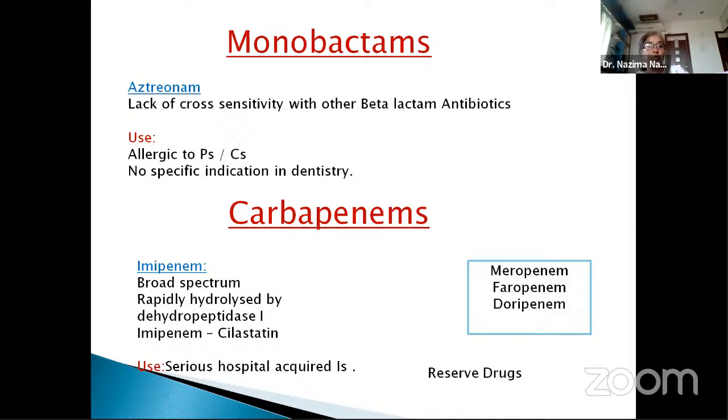the combination of imipenem and cilastatin is available, which will inhibit the hydrolysis by dehydropeptidase 1. So the imipenem cilastatin combination is used in serious hospital acquired infections. Now, the other drugs in this group are meropenem, ertapenem, and doripenem. All these drugs are used as reserve drugs when the other drugs cannot be used for some other reason. So that's it about the beta-lactam antibiotics.